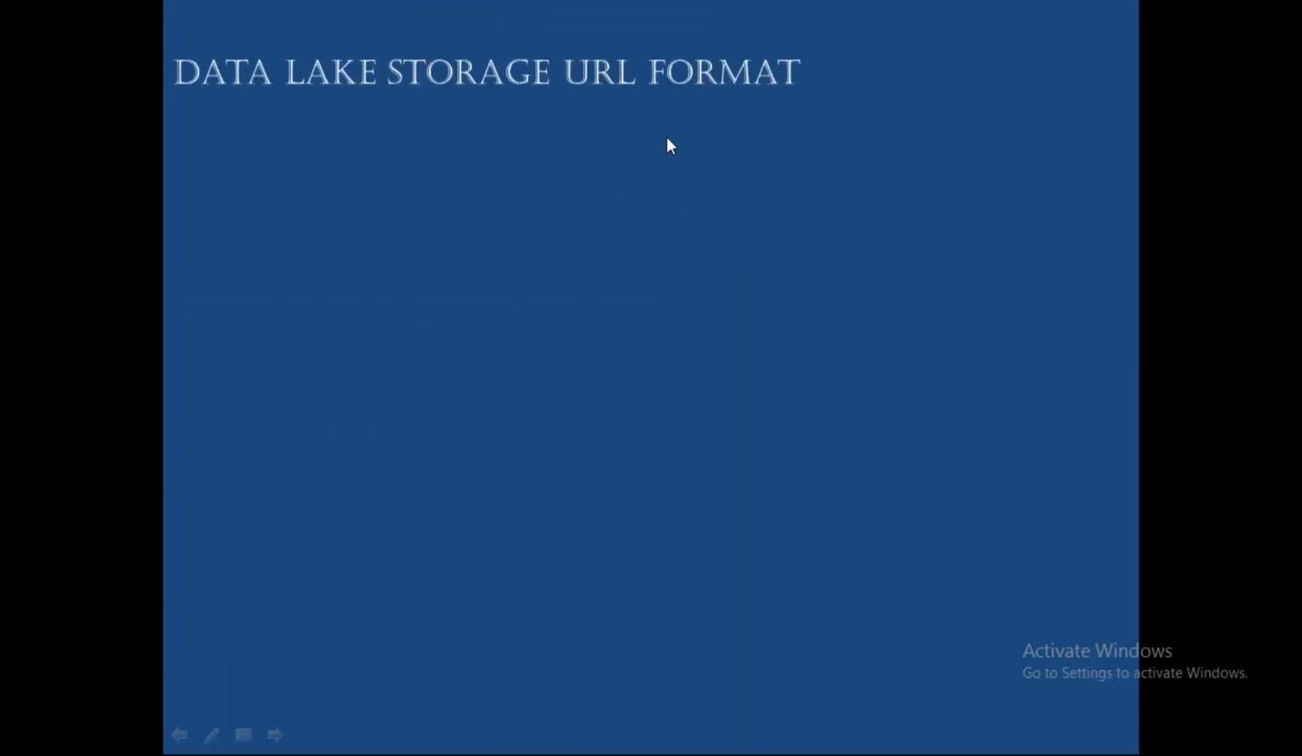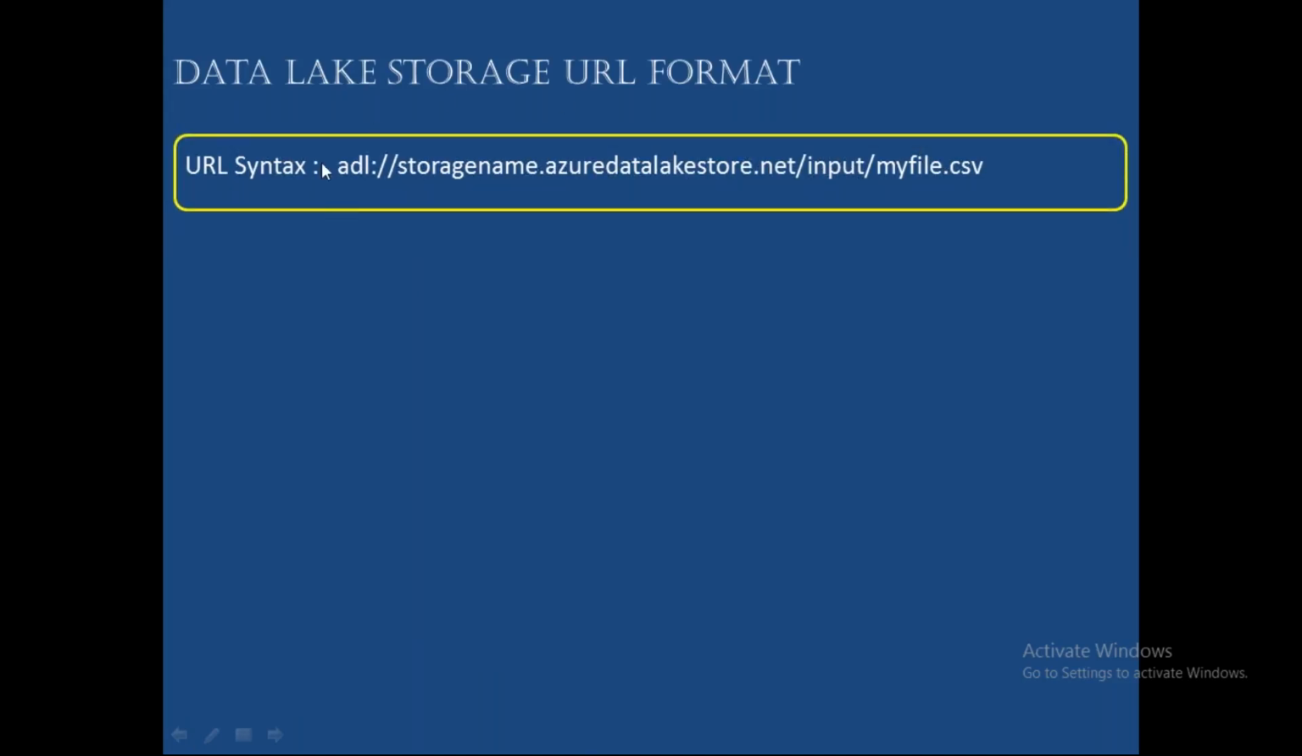Okay. Let's talk about the Data Lake Storage URL path: adl://storagename.azuredatalakestore.net. If you have any subfolder, you need to give your file names. These are for reading the data. Let's imagine, this is the syntax, isn't it? Here you have the storage name, then some input container, file name.csv. Here, actually, my storage name is cloudpandit.